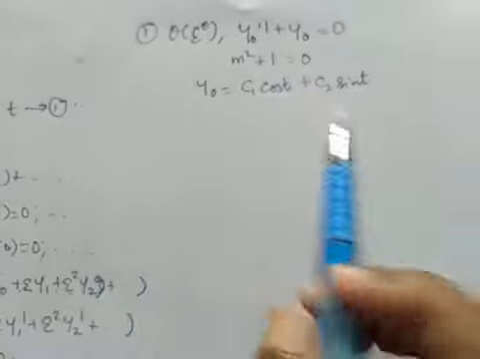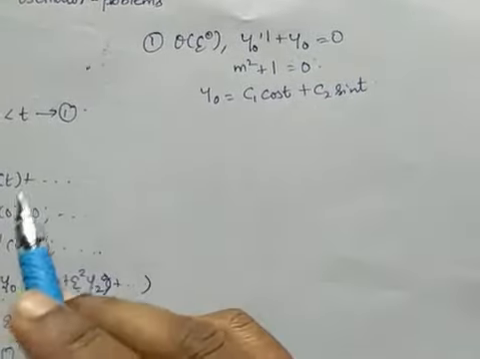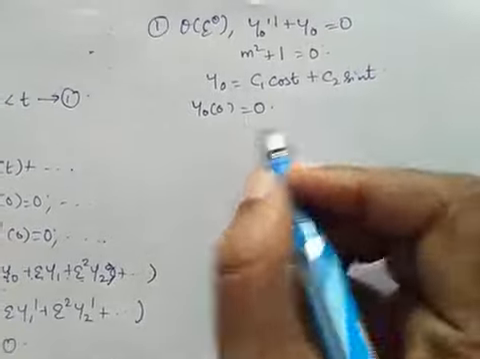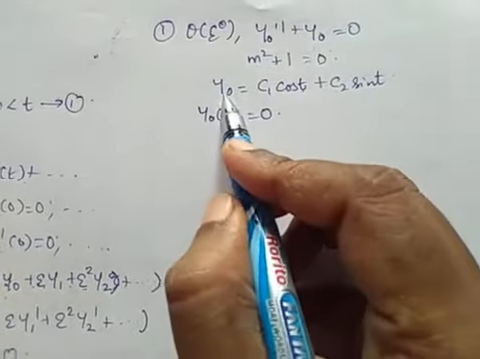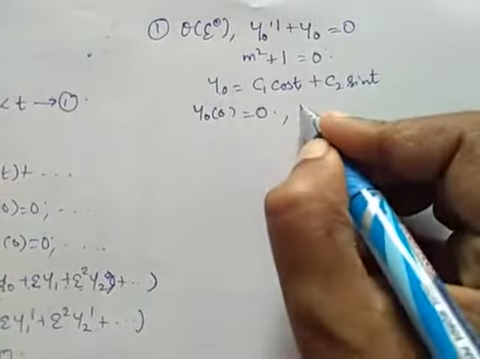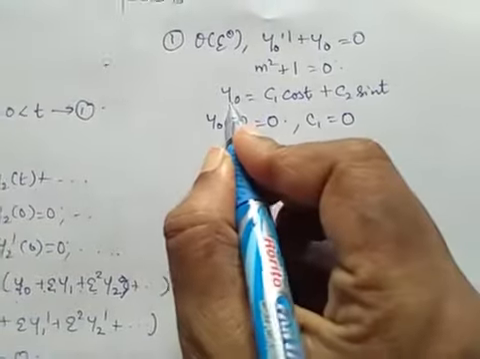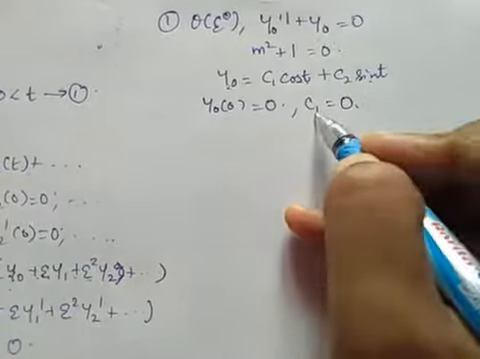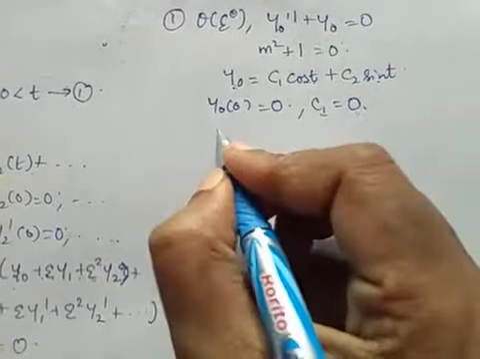What are our initial conditions we are having? y0 of 0 equal to 0. Substitute t is equal to 0, y0 is equal to 0. We will get c1 equal to 0. y0 is 0, cos 0 is 1, sin 0 is 0. Therefore, we will get c1 equal to 0.